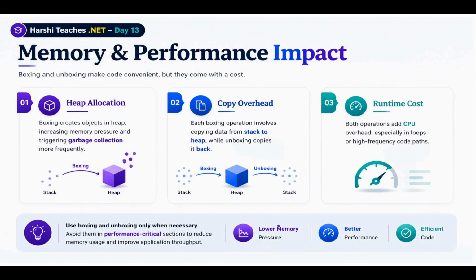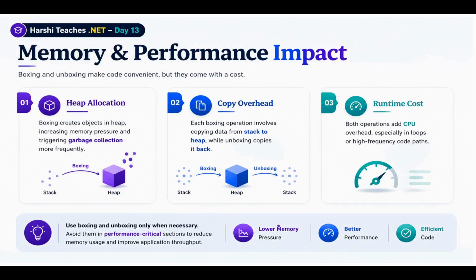So, what's the takeaway? Boxing and unboxing are useful, but don't use them too much. Try to avoid them in performance critical code. Instead, use generics or better type design whenever possible. So, in simple terms, when boxing happens more, we use more memory. When data keeps moving back and forth, things become slower. And when all these operations keep happening, the CPU has to do more work. So, overall, the application performance can go down. And that's why understanding this really helps us to write better and faster code in .NET.